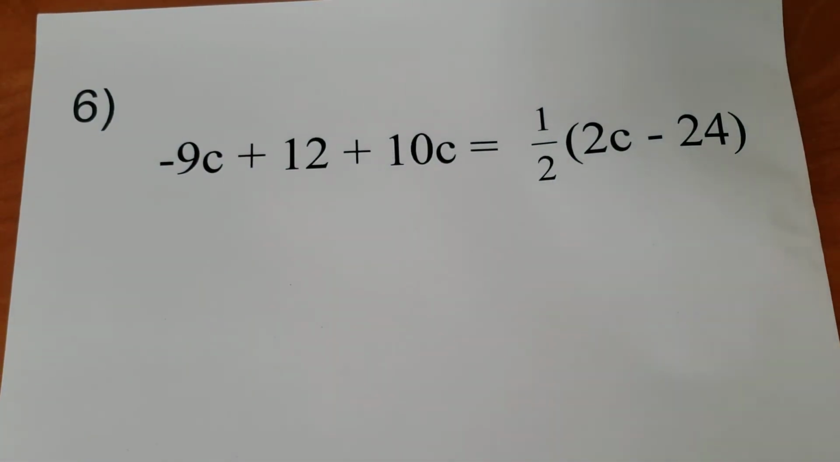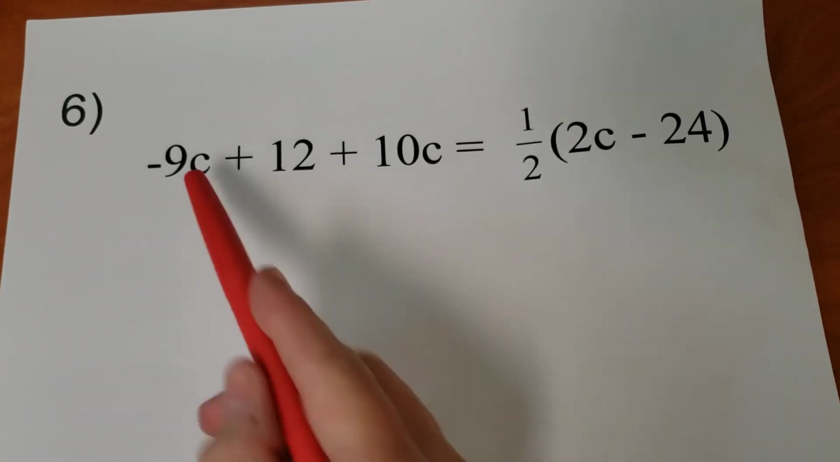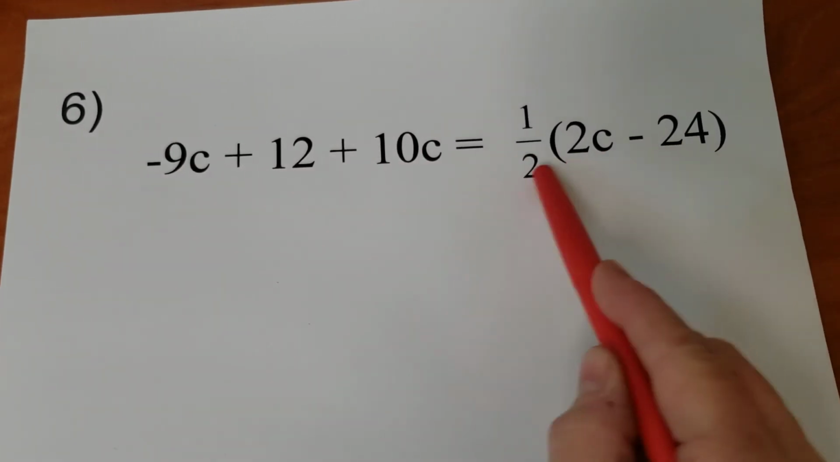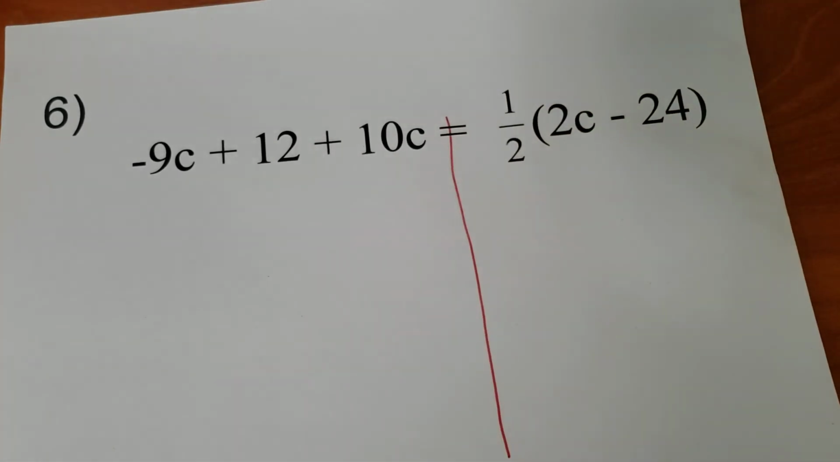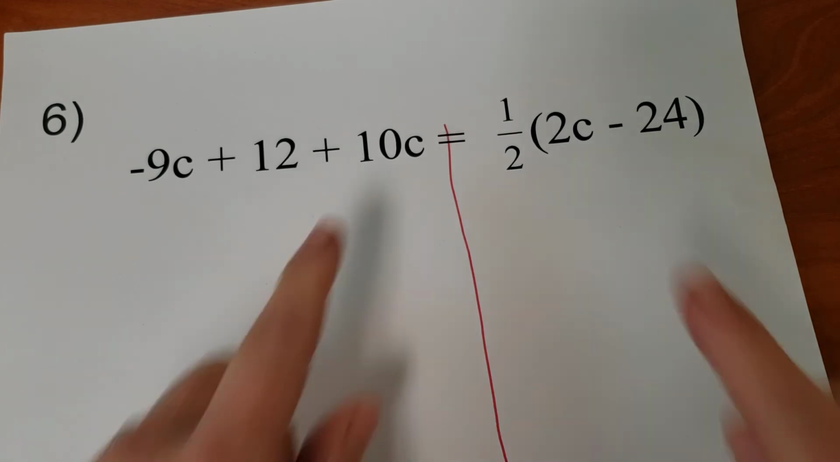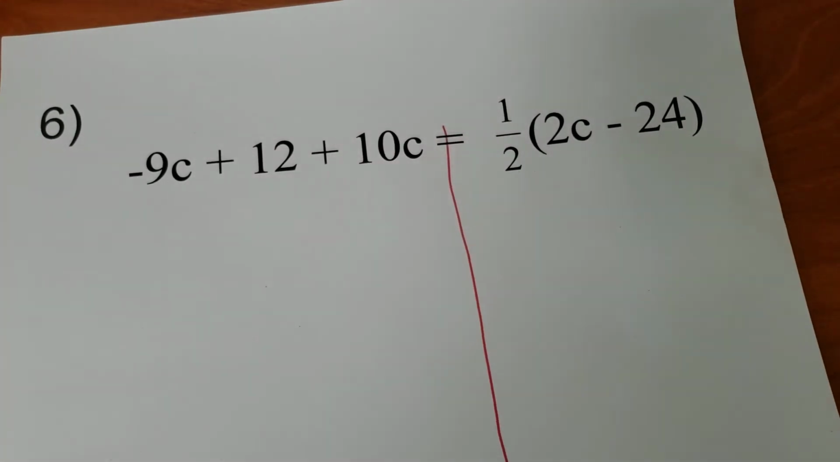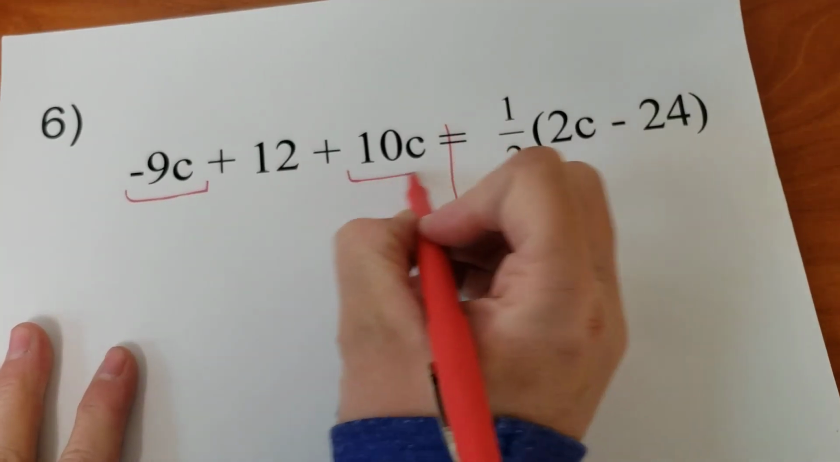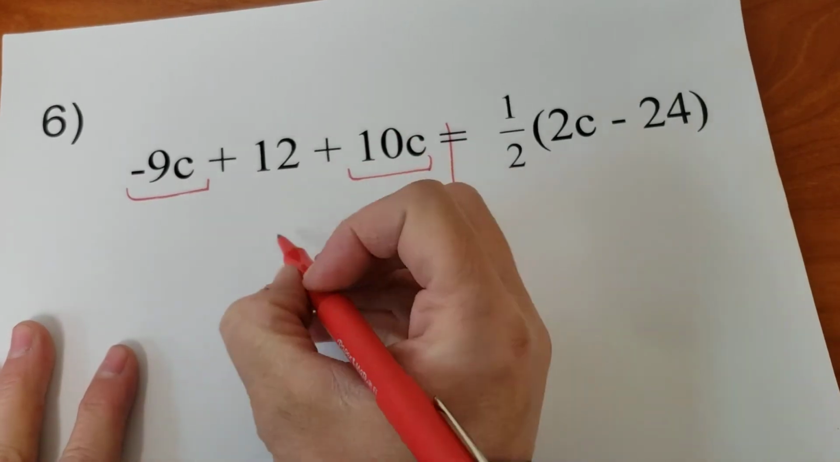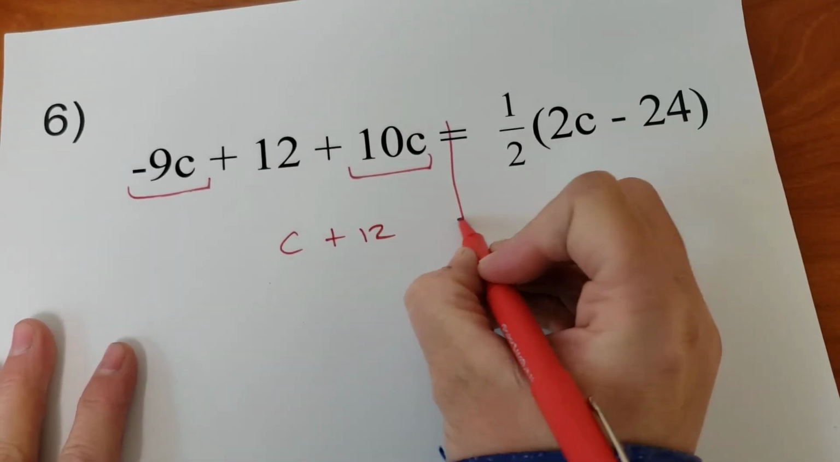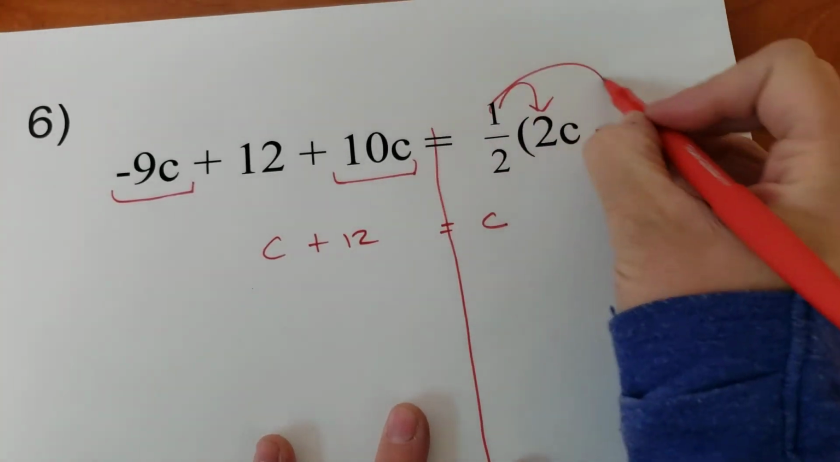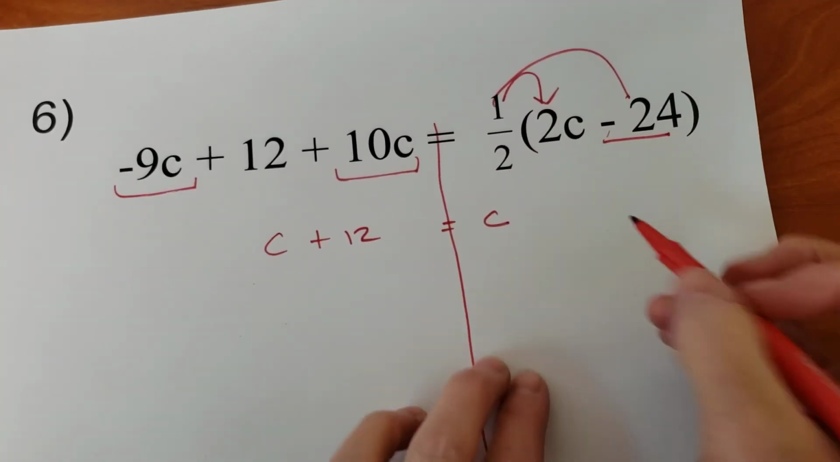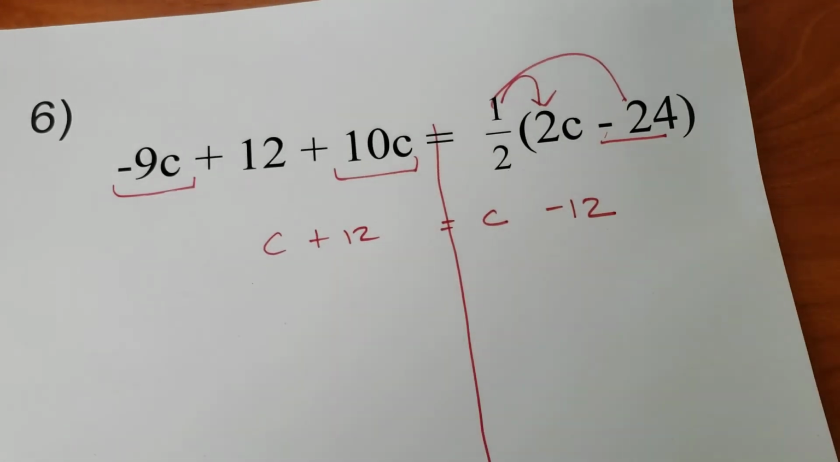Boy, we've been solving lots of equations. Here's our last one. We've got combining like terms here and distributive property here. Go ahead and start to simplify. Let's see what we've got going on here in this equation. I can tell there's a c on both sides, so we're going to have to move the variable. Negative 9 plus 10. Half of 2c, that's just a c. Half of negative 24 is minus 12.